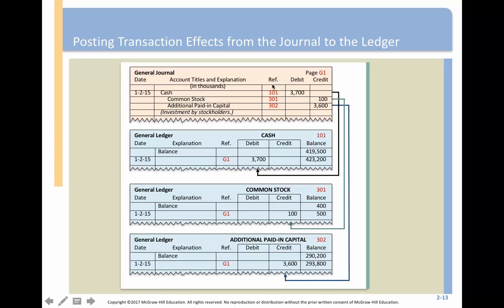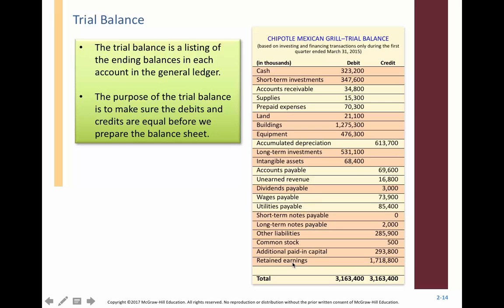These reference numbers that you see in this journal are cross-referencing the ledgers. So cash is posted to account number 101. It's very common for accounts to have both a name and a number, a unique number. So this references, so 301, that credit was posted to 301 right there. And the source information that it came from was a general journal, page G1. So journalizing, posting. Journalize, post. Journalize, post.